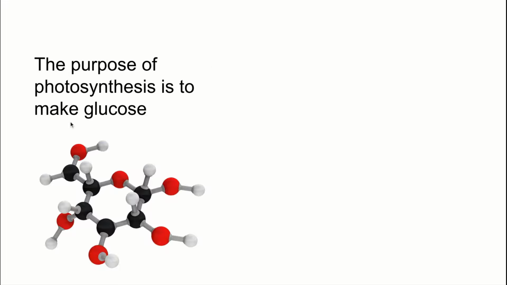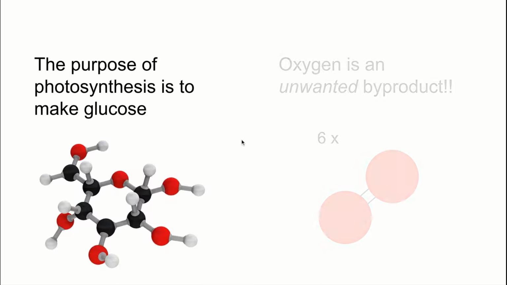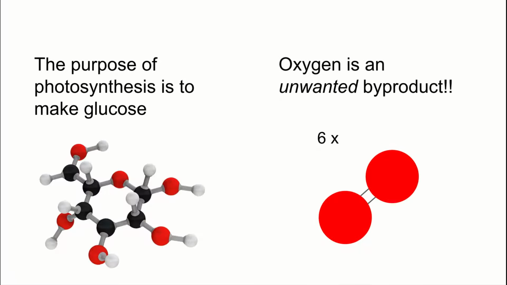The purpose of photosynthesis is to make glucose. That glucose is way more important. The oxygen is actually an unwanted byproduct. You can tell that it's unwanted because what does the plant do with it as soon as it's finished making it? It sends it right out of the stomata. And if it keeps that oxygen in the leaf for too long, it'll actually hurt the leaf. So oxygen is just a side effect, an unwanted byproduct. The real purpose is to make glucose.